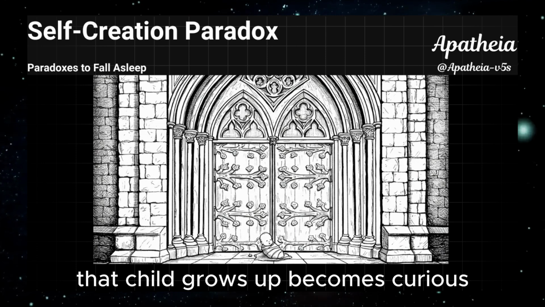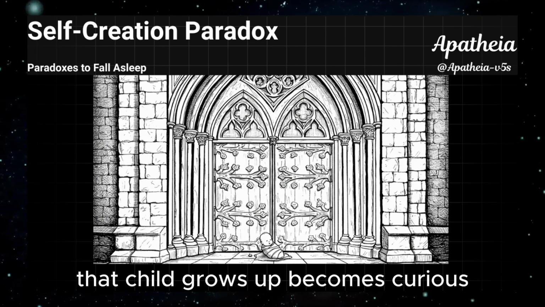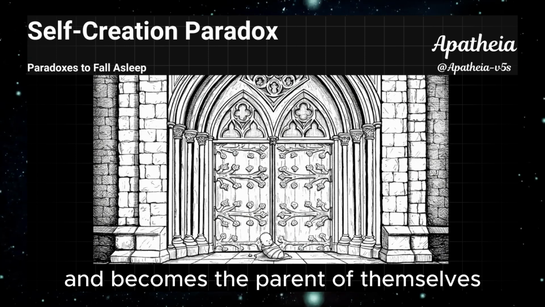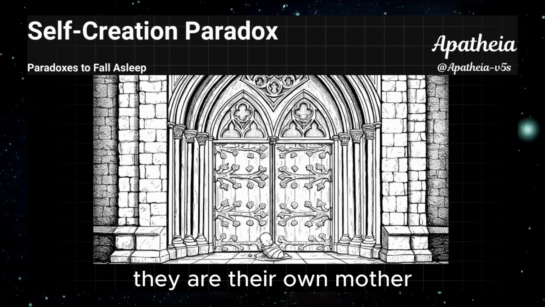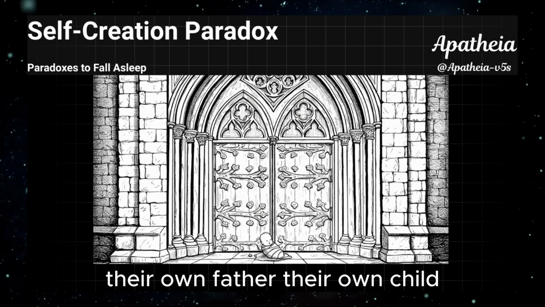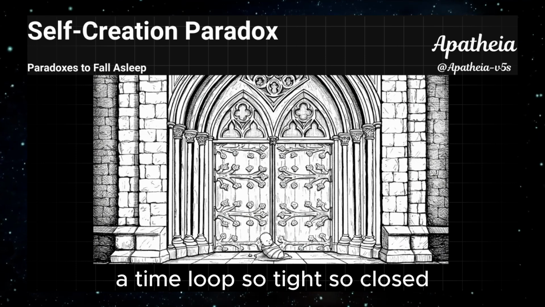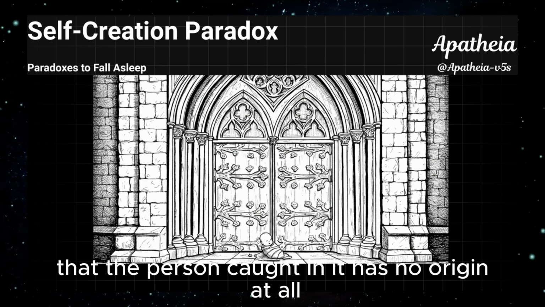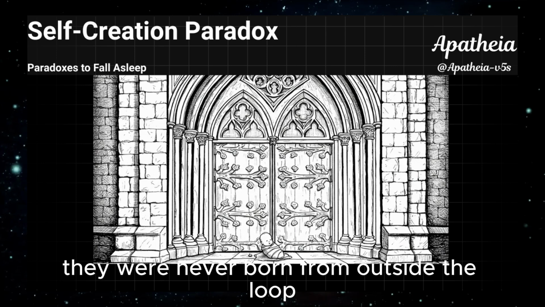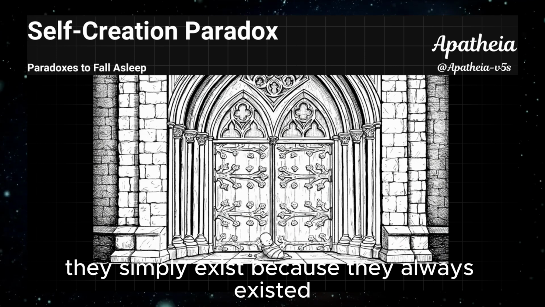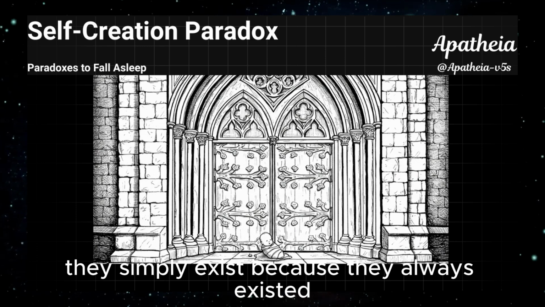an orphanage. That child grows up, becomes curious, finds time travel, goes back, meets the young woman, and becomes the parent of themselves. They are their own mother, their own father, their own child. This is the self-creation paradox, a time loop so tight, so closed, that the person caught in it has no origin at all. They were never born from outside the loop. No one created them. They simply exist, because they always existed.